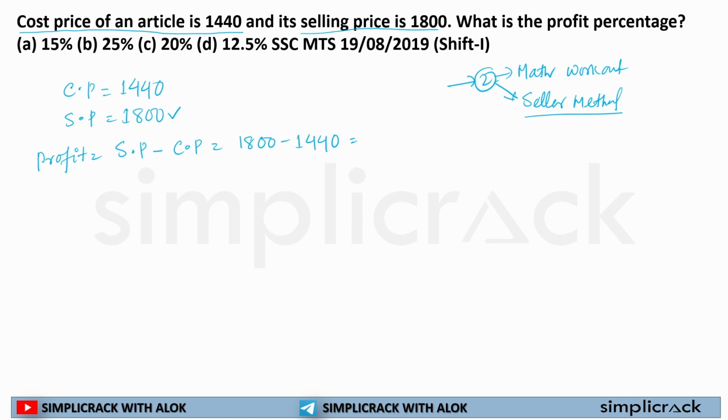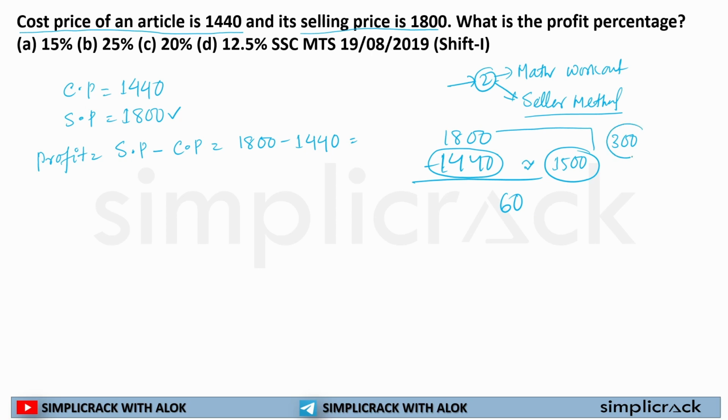So this is the trick, you can use it. I have to deduct 1440 out of 1800, right? So the first thing I will do is make this 1440 a nearest whole number. If I add 60, it will be 1500. Now what is the difference between 1800 and 1500? It is 300. So my total difference will be 300 plus 60, which is equal to 360.